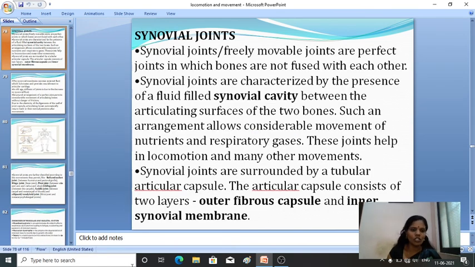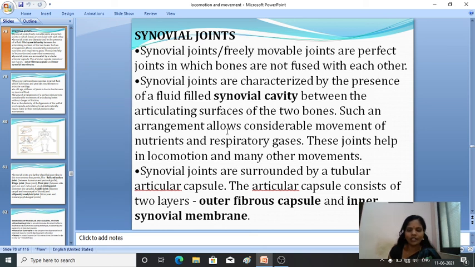Next is synovial joint. Synovial joints are freely movable joints and they are perfect joints in which bones are not fused with each other. Here you will find the bones are not fused, they will move, they are movable. These synovial joints are characterized by the presence of a fluid filled synovial cavity between the articulating surfaces of two bones.